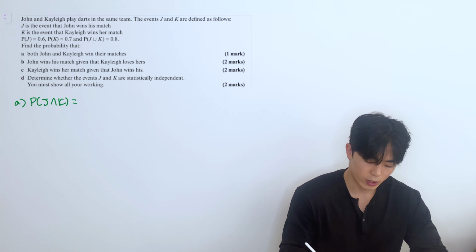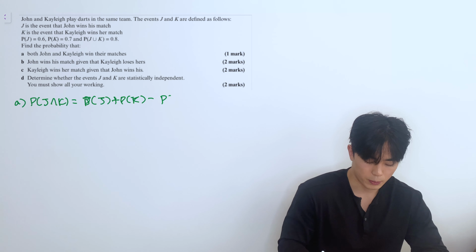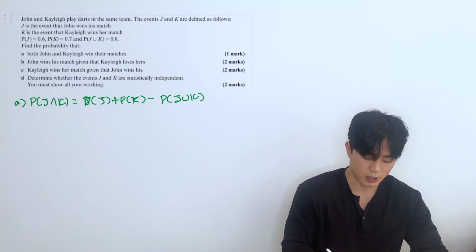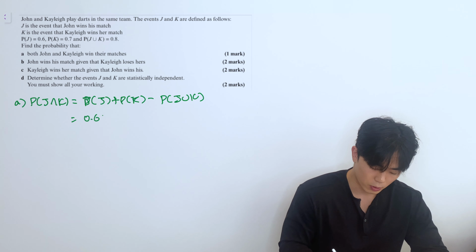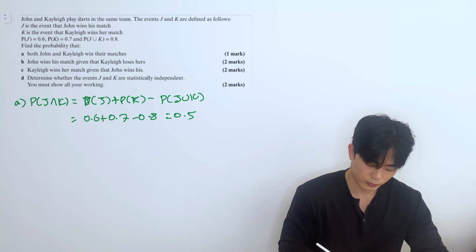So we know there's the addition formula, right? So we can say this is probability of J plus the probability of K minus the probability of J union K, because we're given these values. So we got 0.6 plus 0.7 minus 0.8 like this, which gives us a value of 0.5.